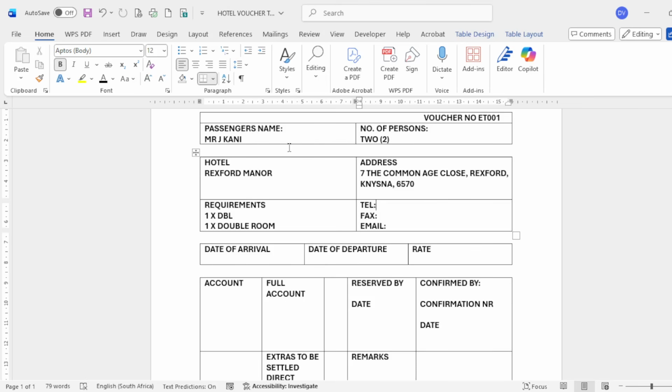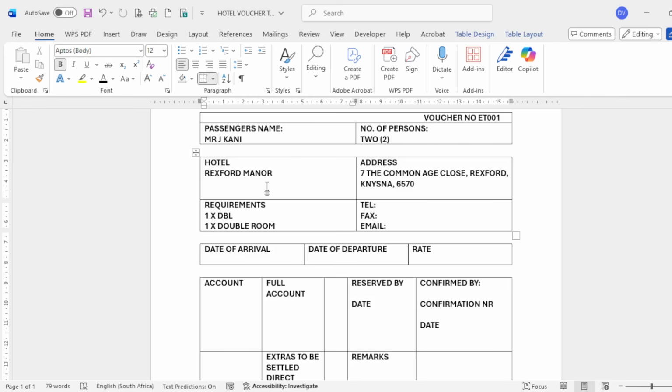Right, so I've pre-filled some of this just for it to be a bit more clear. The first thing you have to fill in is the passenger's name. So you will see that I've filled it in here, Mr. J. Carney. You won't put both names there, even though two people are traveling.